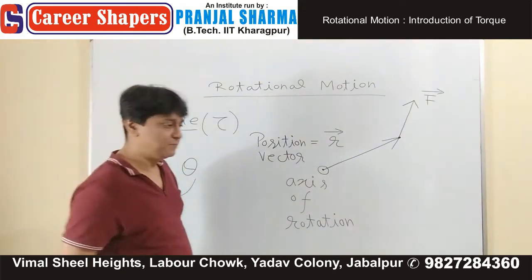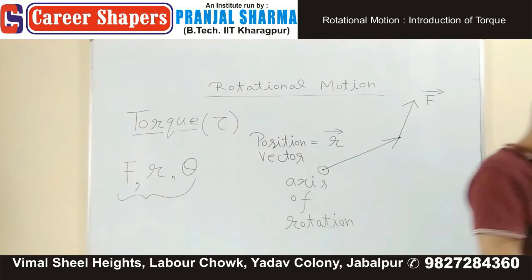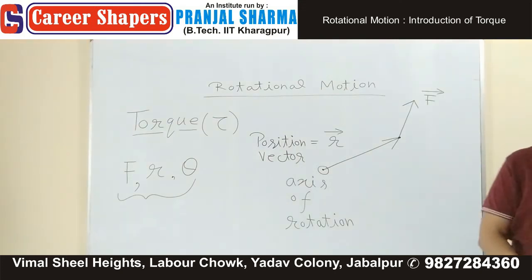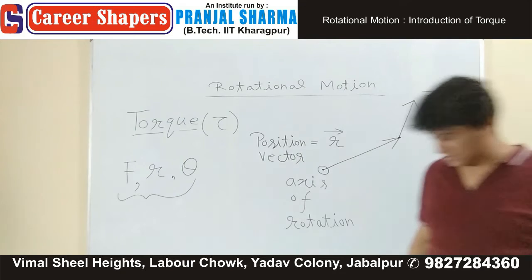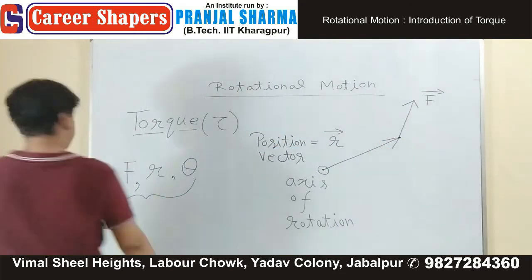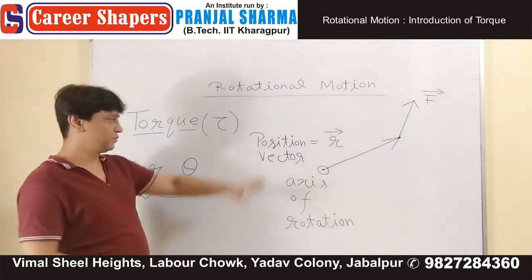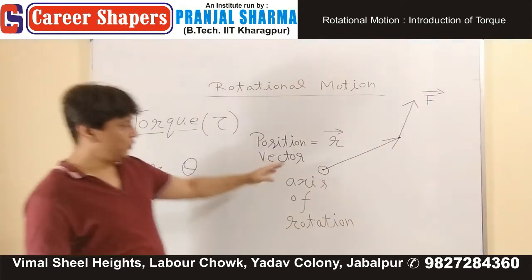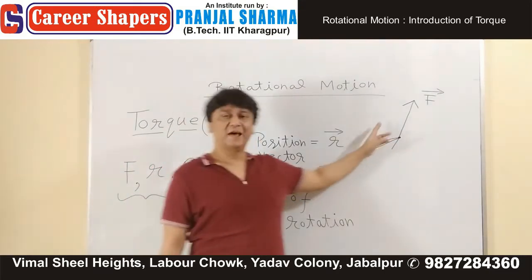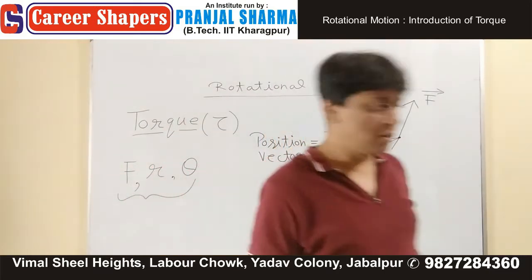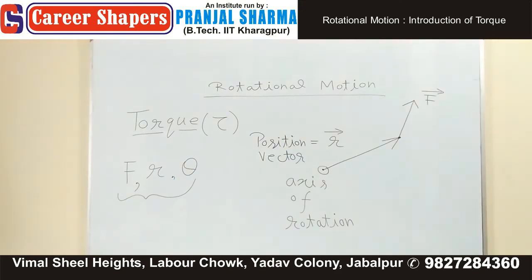The first thing, just tell me, what is the angle between this force and position vector? Is it an acute angle or an obtuse angle? Just give me an idea of this theta. What do you think in this figure? Angle between R vector and F vector, is it acute or is it an obtuse angle? Good.